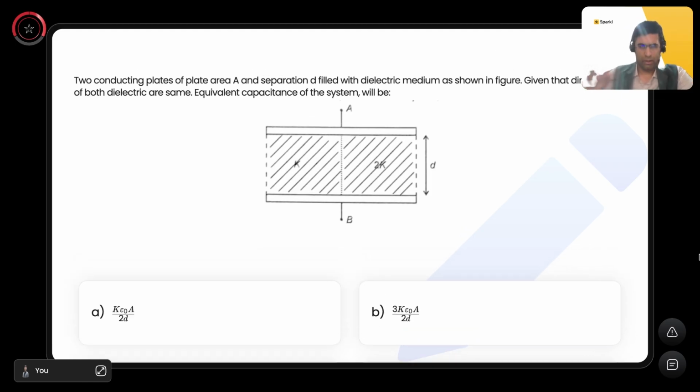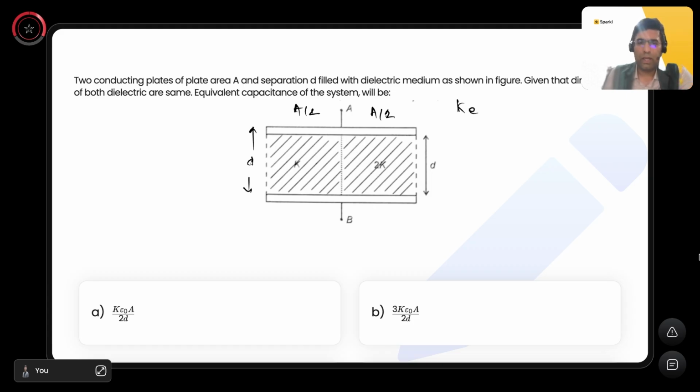See, in capacitance, the slab equivalent dielectric constant, or K equivalent, is a very important concept. You have to remember this. Many times questions have been asked from this portion. So two conducting plates of area A and separation D filled with dielectric medium as shown in the figure. Given that the dimension of both the dielectrics are same, find the equivalent of the system. So how are they filled? The area is distributed as A by 2 and A by 2, and the entire space D is filled. So they are connected in parallel.